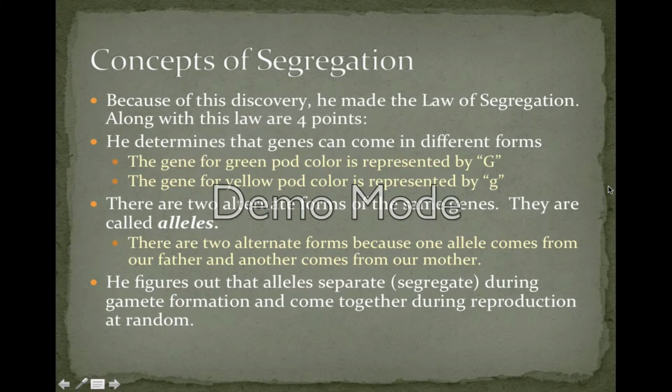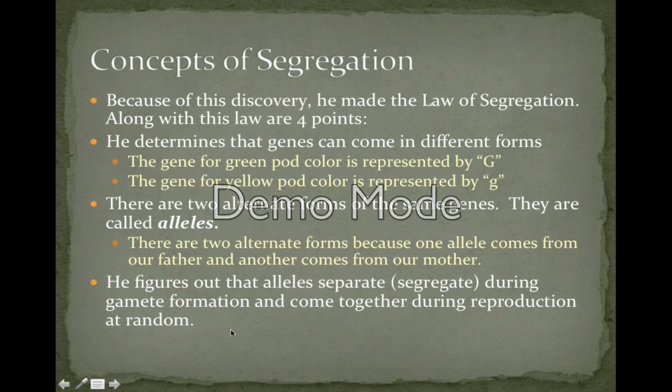Along with this law are 4 points. So here they are. He determined that genes can come in different forms. The gene for a green pod color is represented by an uppercase G, and the gene for a yellow pod color is represented by a lowercase g. There are two alternate forms of the same gene, called alleles. The reason there are two alternate forms is that one allele, or one form, comes from our father and another comes from our mother.